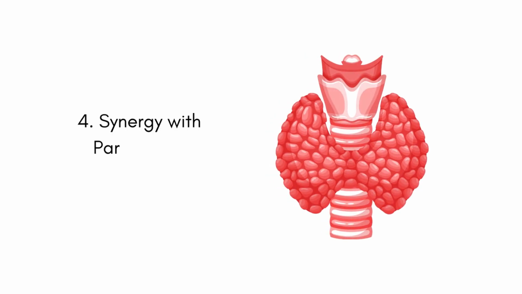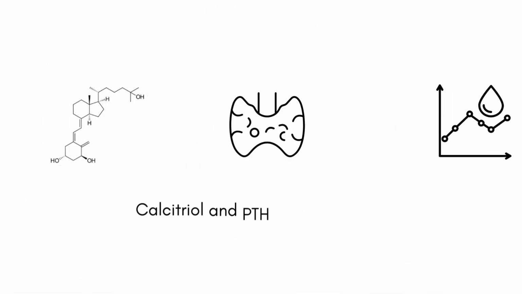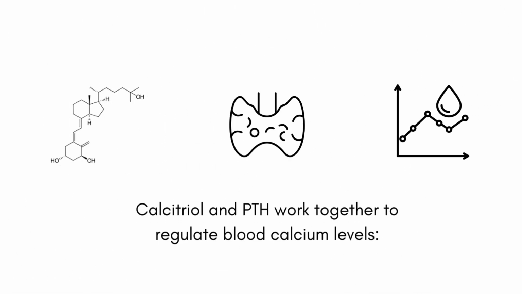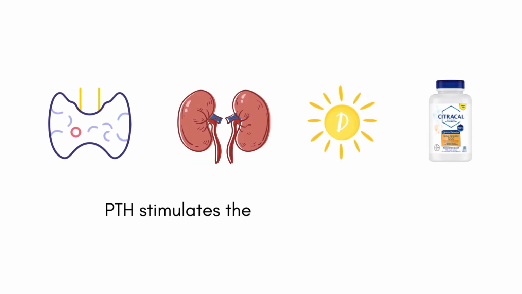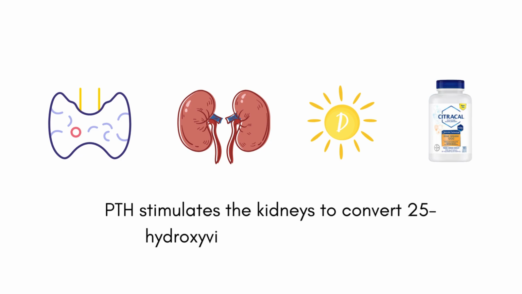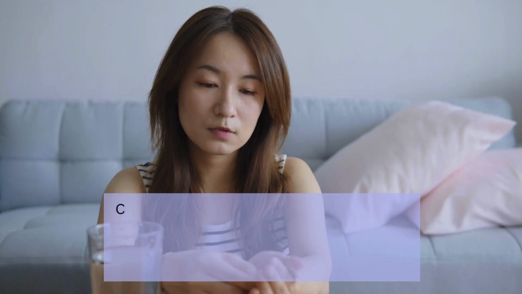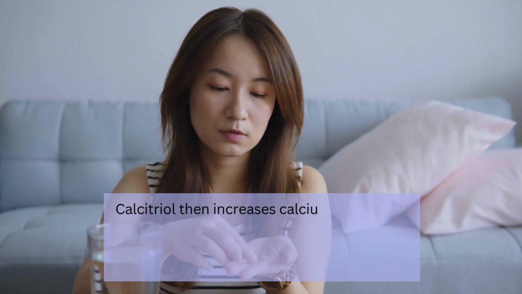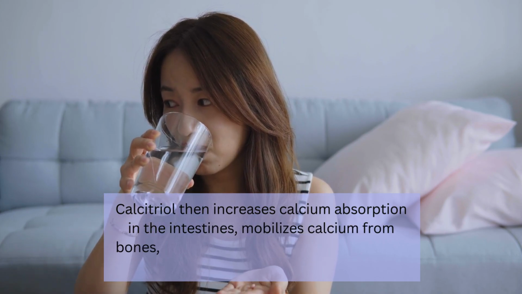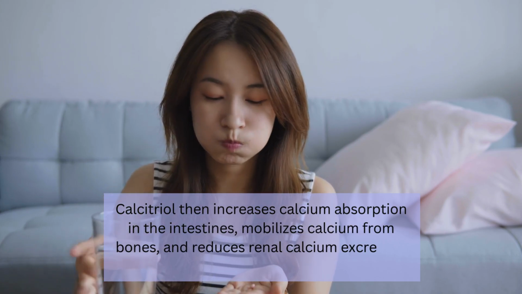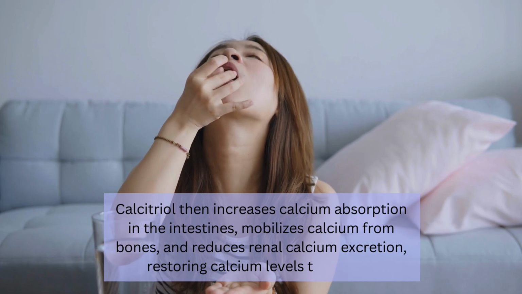4. Synergy with parathyroid hormone, PTH. Calcitriol and PTH work together to regulate blood calcium levels. When blood calcium levels drop, the parathyroid glands secrete PTH. PTH stimulates the kidneys to convert 25-hydroxyvitamin D into calcitriol. Calcitriol then increases calcium absorption in the intestines, mobilizes calcium from bones, and reduces renal calcium excretion, restoring calcium levels to normal.